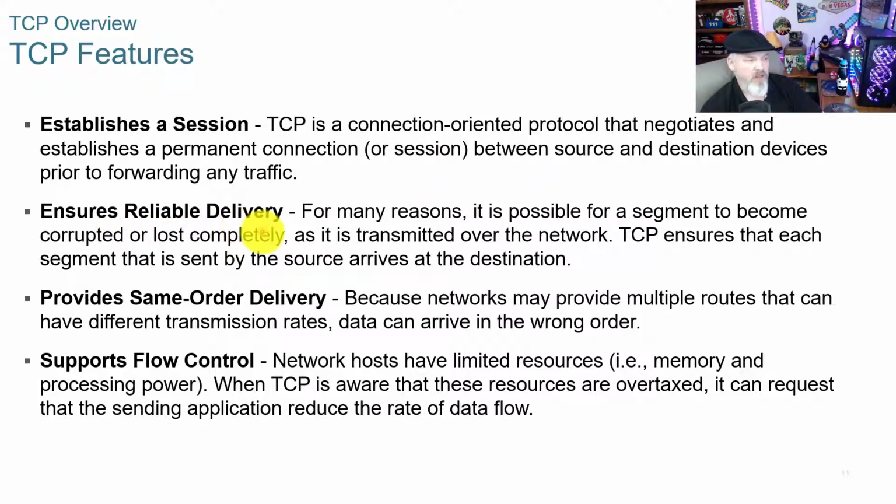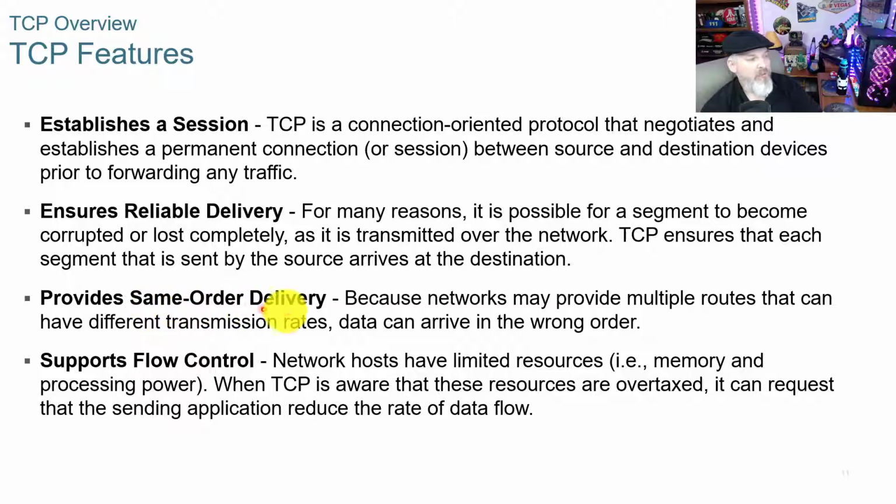It ensures reliable delivery. For many reasons, it's possible for a segment to become corrupted or lost completely. So as it's being transmitted over the network, if that happens, TCP ensures that each segment that is sent by the source arrives at the destination. If it doesn't, it resends it.